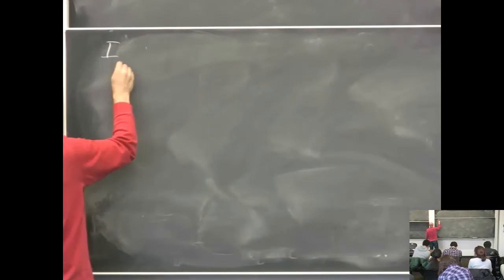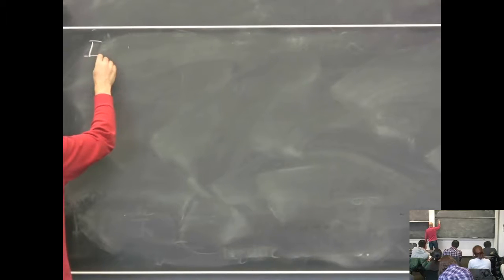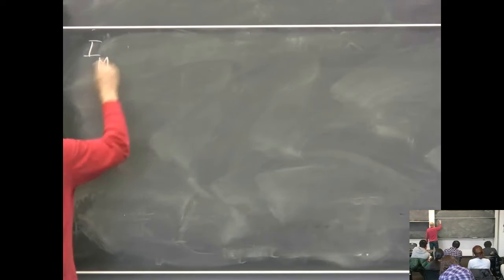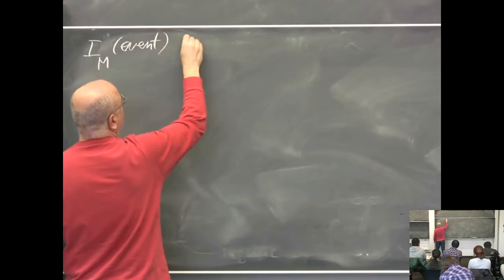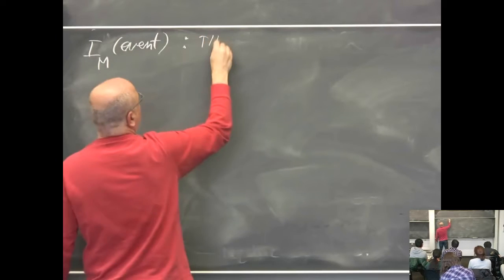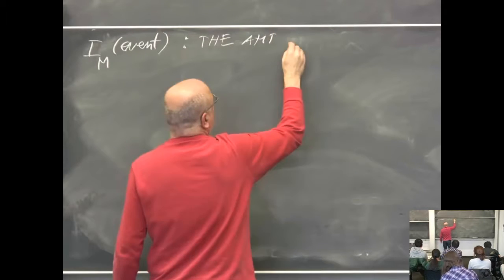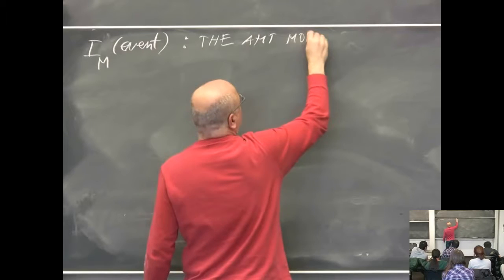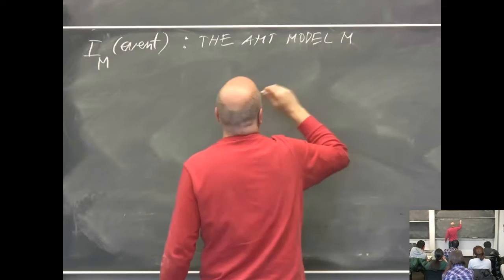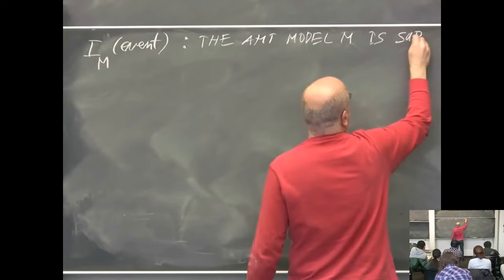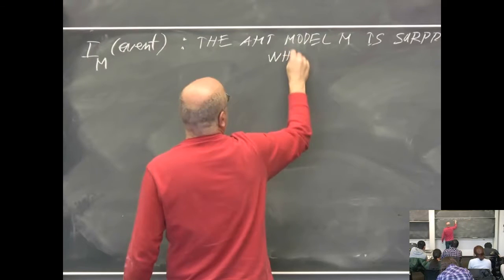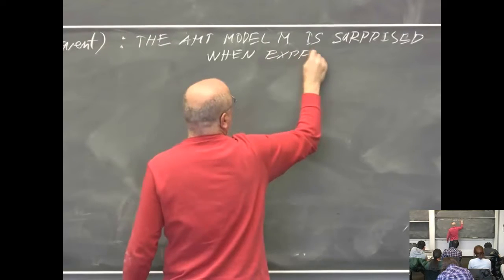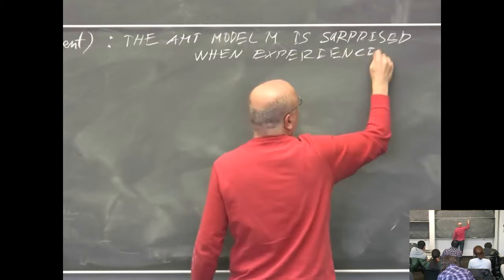We have the notion of surprise, and that would be I, according to model M, of some event, which is defined as, I'm not going to give the formulas, but just the concepts, the amount of surprise model M, or distribution M, is surprised when experiencing an event.